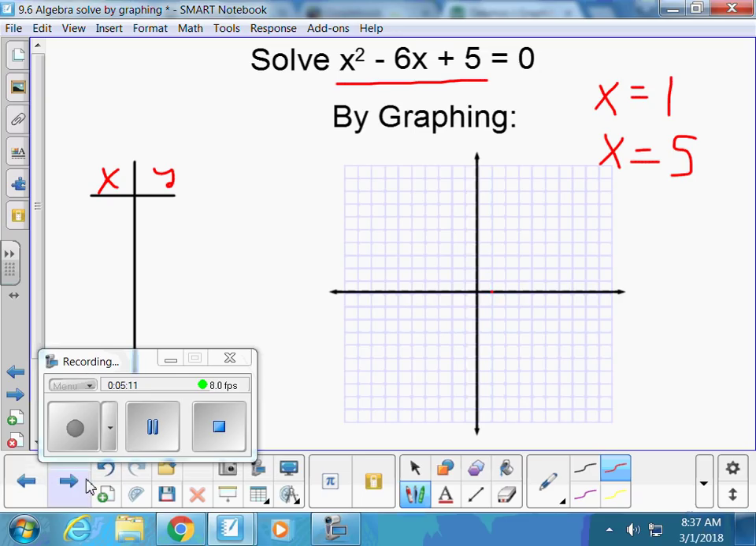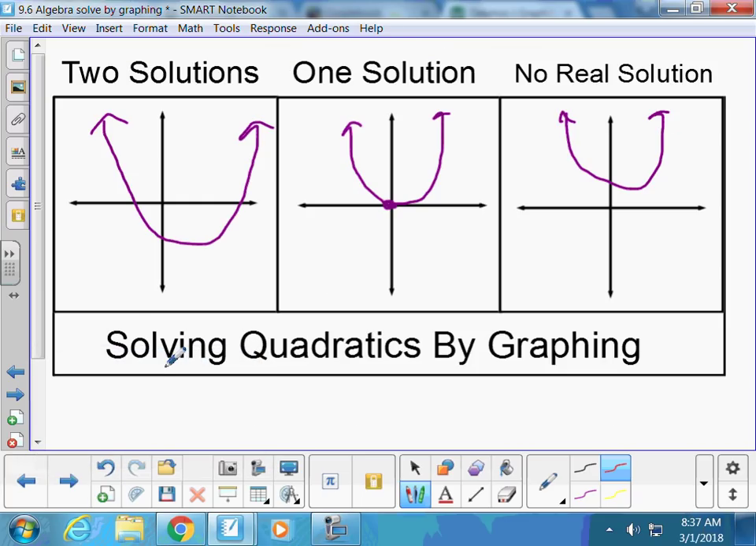All right, next. This just kind of shows you sometimes you'll get two solutions depending on where your parabola is located. Sometimes you'll only get one solution, but sometimes if your parabola is up real high, you'll have no solutions. We kind of saw that a couple slides ago. So just be aware those are all the possibilities.